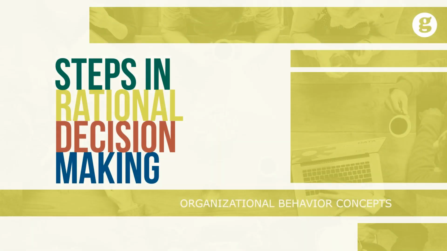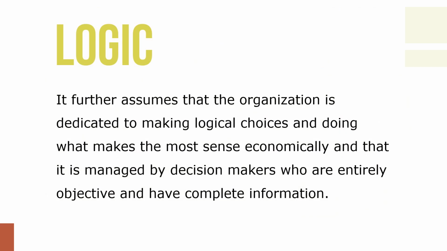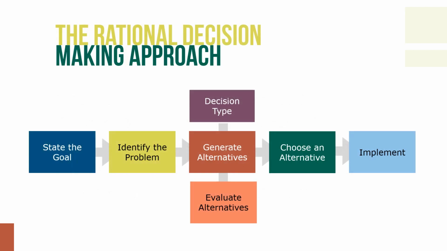The rational decision-making approach assumes that managers follow a systematic, step-by-step process. Let's take a look. The rational decision-making approach is a systematic, step-by-step process for making decisions. It further assumes that the organization is dedicated to making logical choices and doing what makes the most sense economically, and that it's managed by decision-makers who are entirely objective and have complete information.